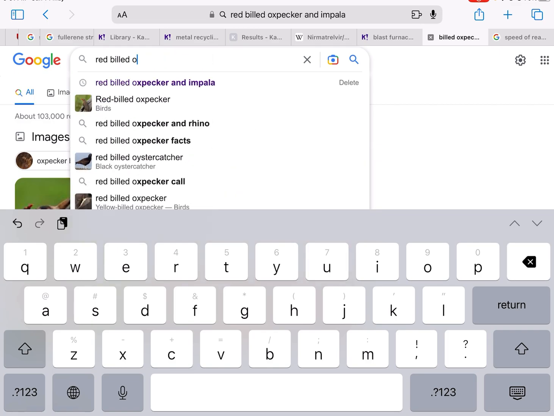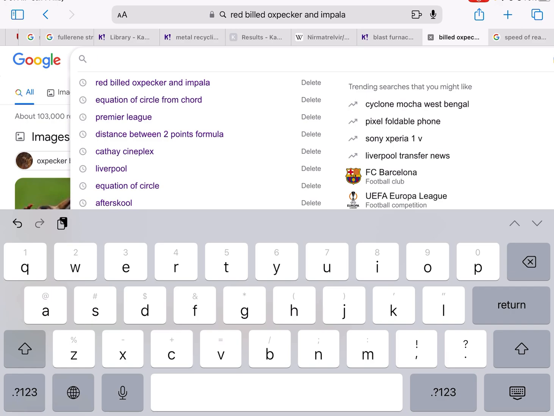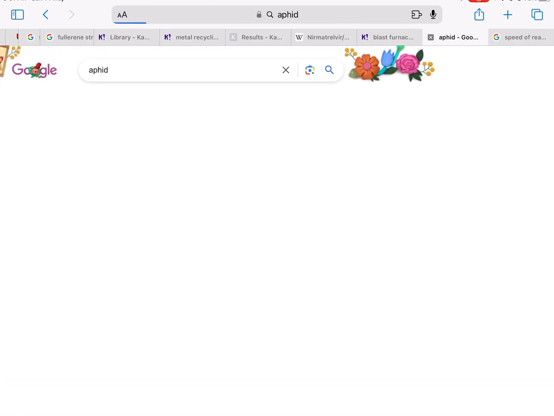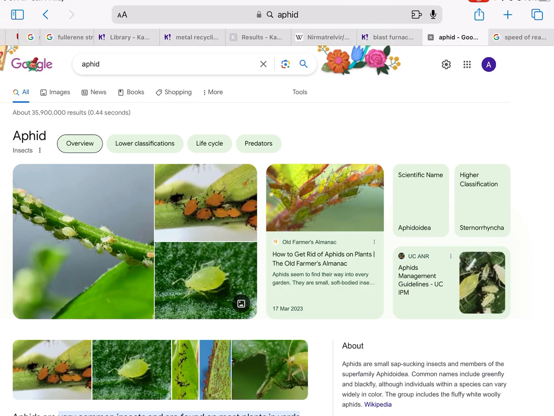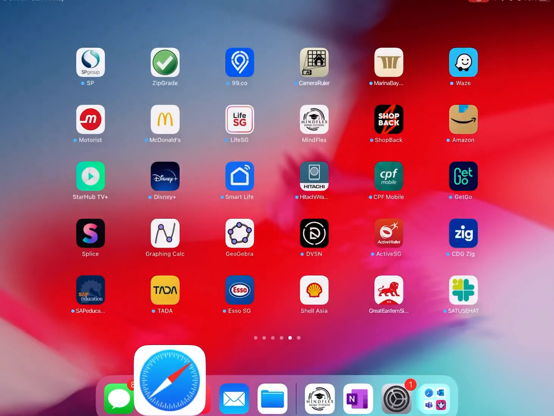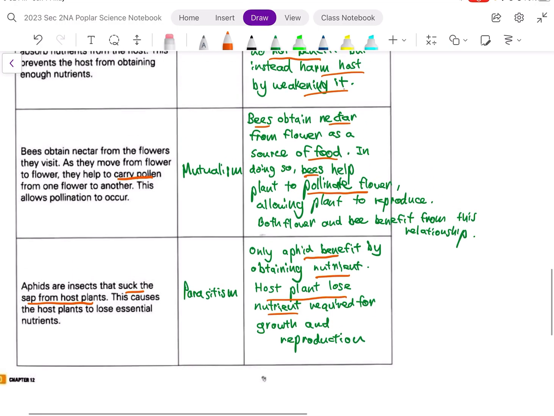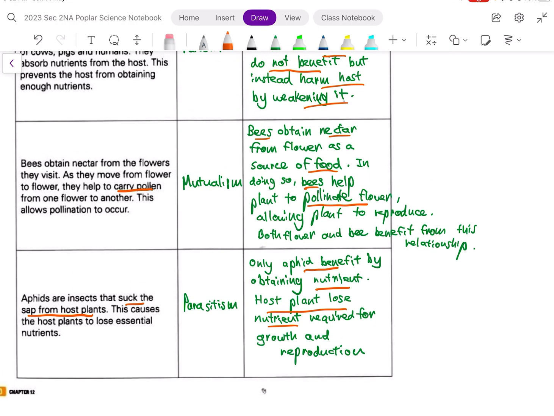Next thing we can look at is your aphids. Aphids look like this. Once they are on the plants, it's quite troublesome to get rid of them, something that farmers do not want. Aphids in this case benefit by sucking the nutrients, but host plants lose out the nutrients required for growth and reproduction. So that's it for this worksheet.